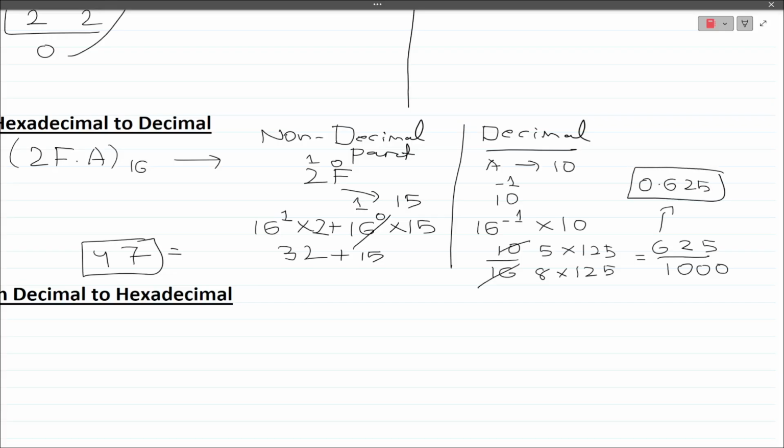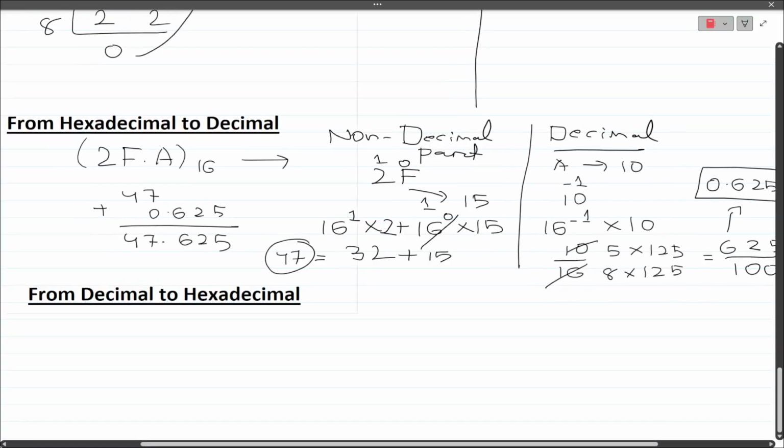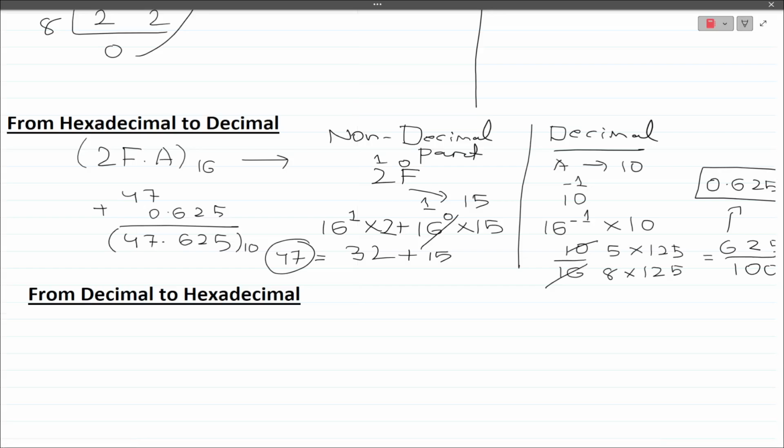Okay, so whatever result we have got from the non-decimal part, I will add it with the decimal part. So here we have got 47, so 47 plus 0.625 will give me 47.625. That's all. Now my hexadecimal is successfully converted to decimal. If you want to express it, you can put parenthesis and then 10.